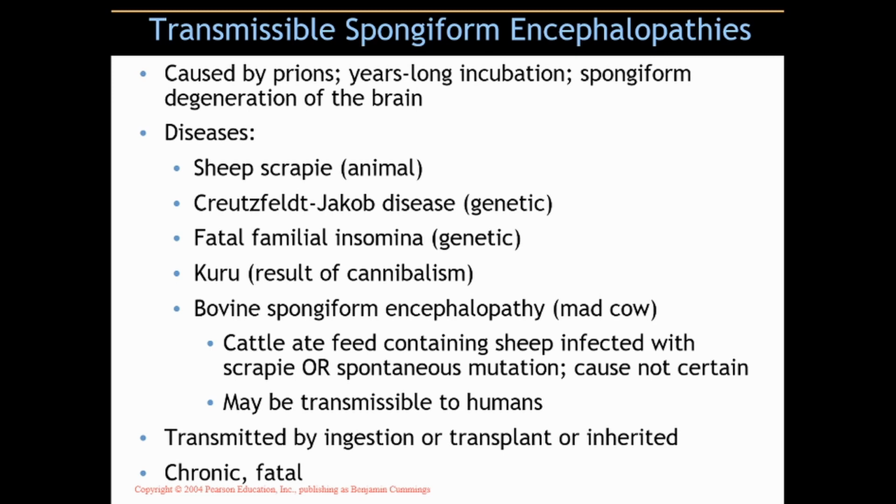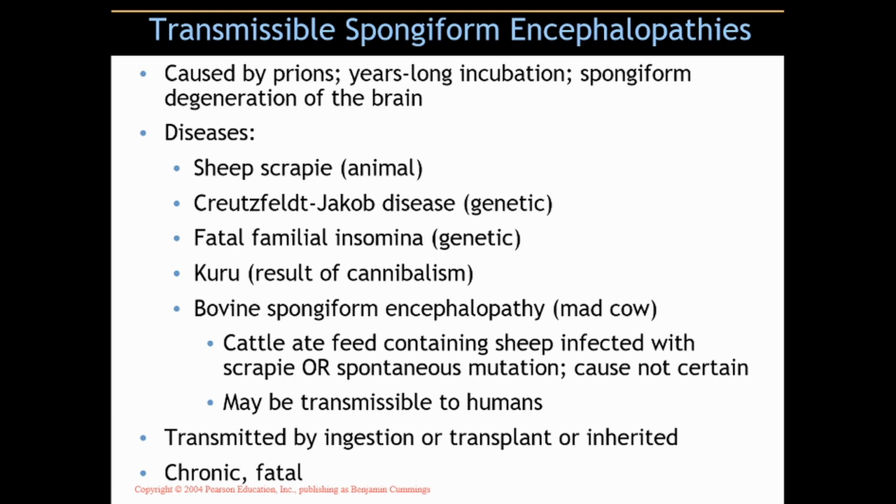Mad cow disease, or bovine spongiform encephalopathy. The cattle's feed had sheep parts that were infected with scrapie, or a spontaneous mutation. The cause was not exactly certain, but it looks like it was because they were fed infected sheep parts and meat. But some scientists say it was a spontaneous mutation, just a coincidence, and not necessarily the causative agent for the cows developing mad cow disease. Maybe transmissible to humans. It looks like it probably was.